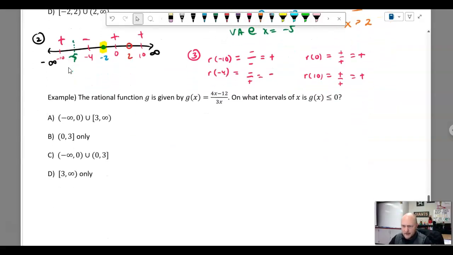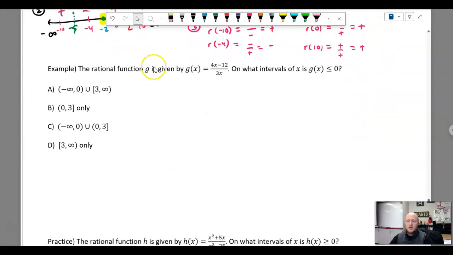All right, let's go ahead and look at example number 2. Rational function g is given by g of x equals 4x minus 12 divided by 3x. On what intervals of x is g of x less than or equal to 0? So this one, I guess you do have a factorization. You could do a GCF. I'm not going to do that. I'm just going to go ahead and find my 0. So 4x is equal to 12, so x is equal to 3.